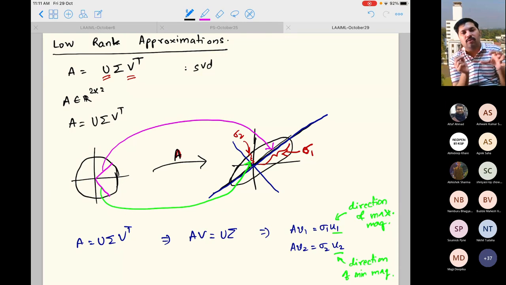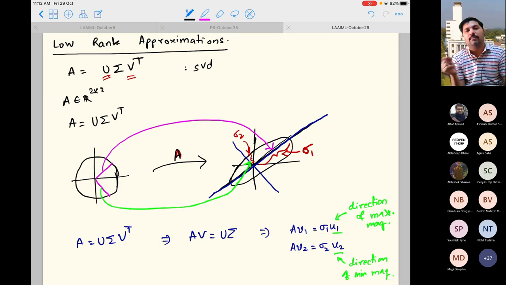You pick those V1 and V2 through the singular value decomposition, act A on them, and then you go into the directions of maximum and minimum magnification, U1 and U2. How much magnification is happening in the direction of U1, and how much in the direction of U2, is given by the scalars sigma 1 and sigma 2. If you have an orthogonal matrix A in R 2 by 2, then you know that the unit circle goes to a unit circle.